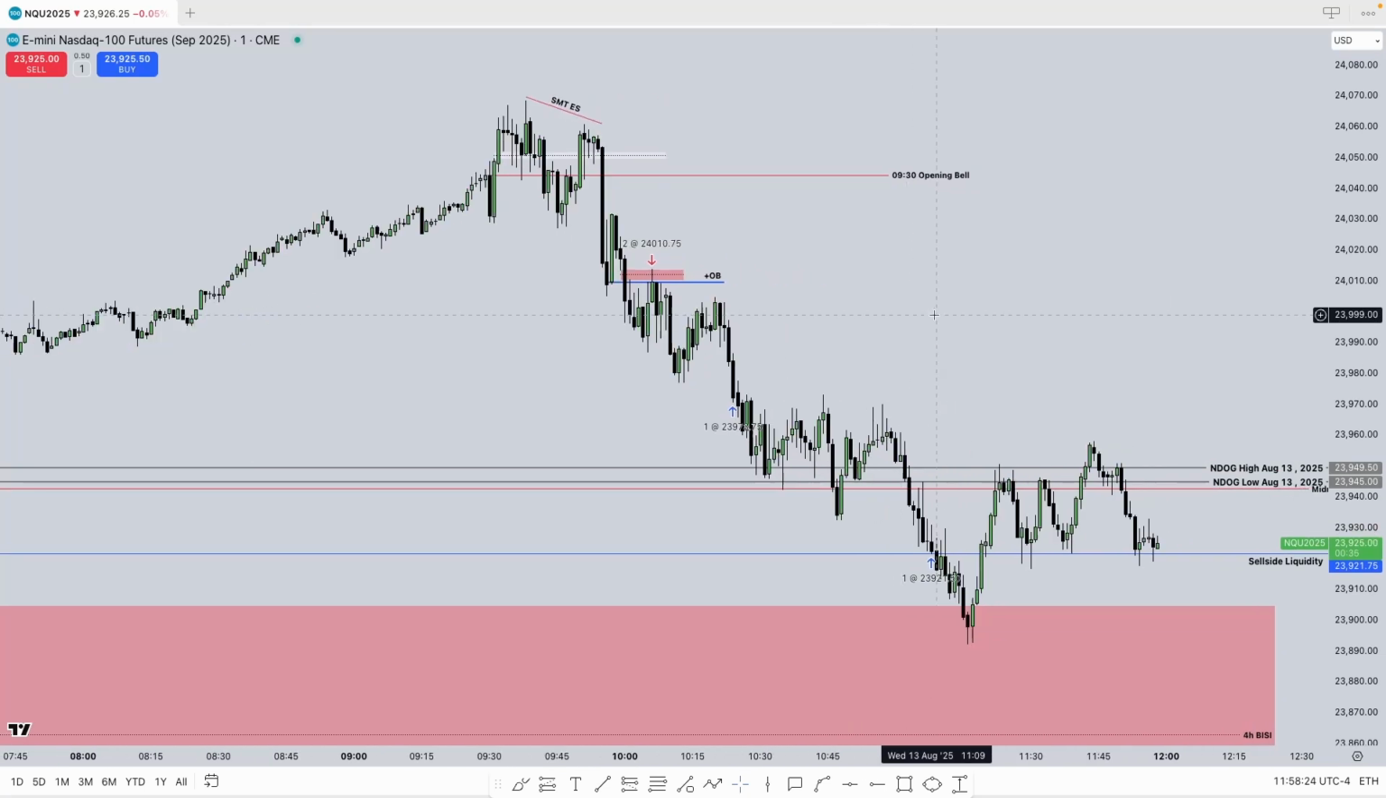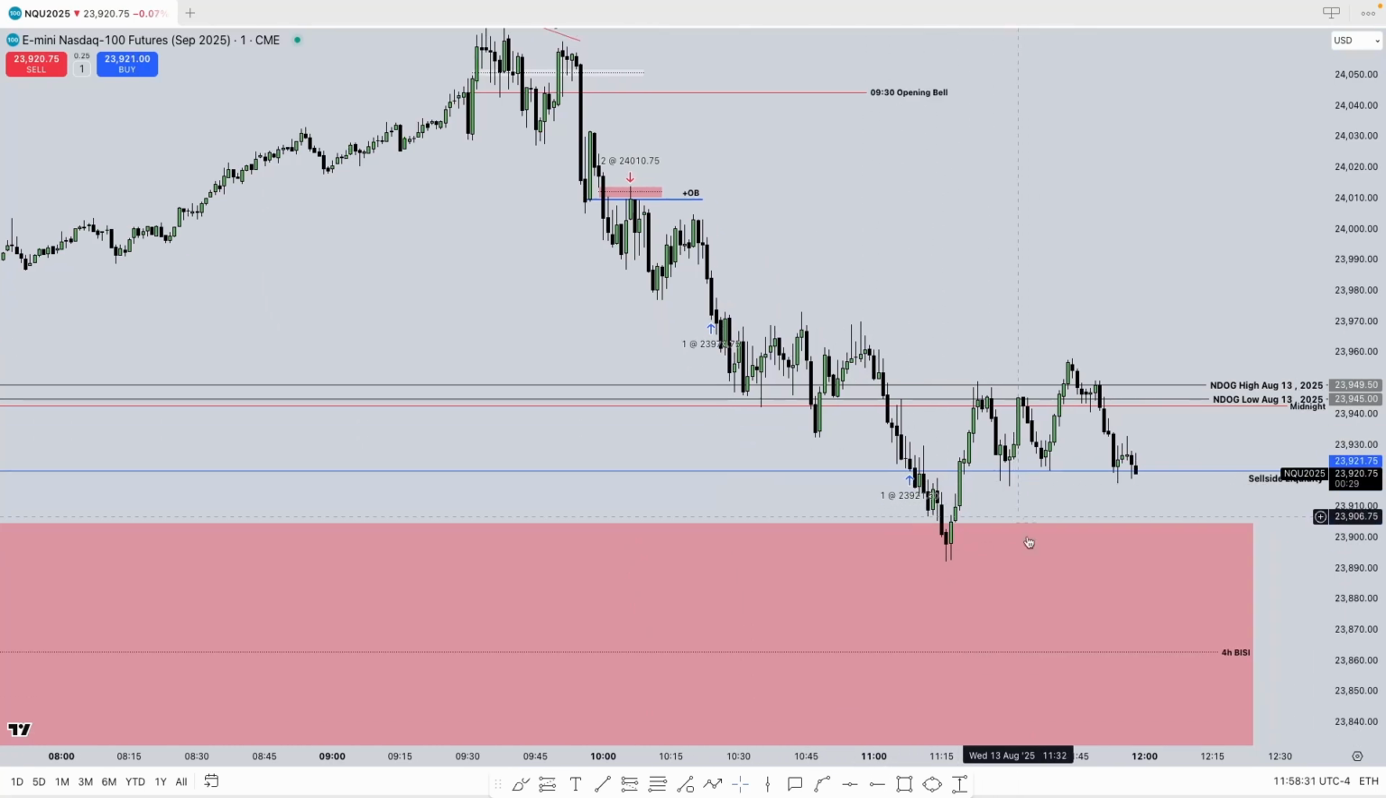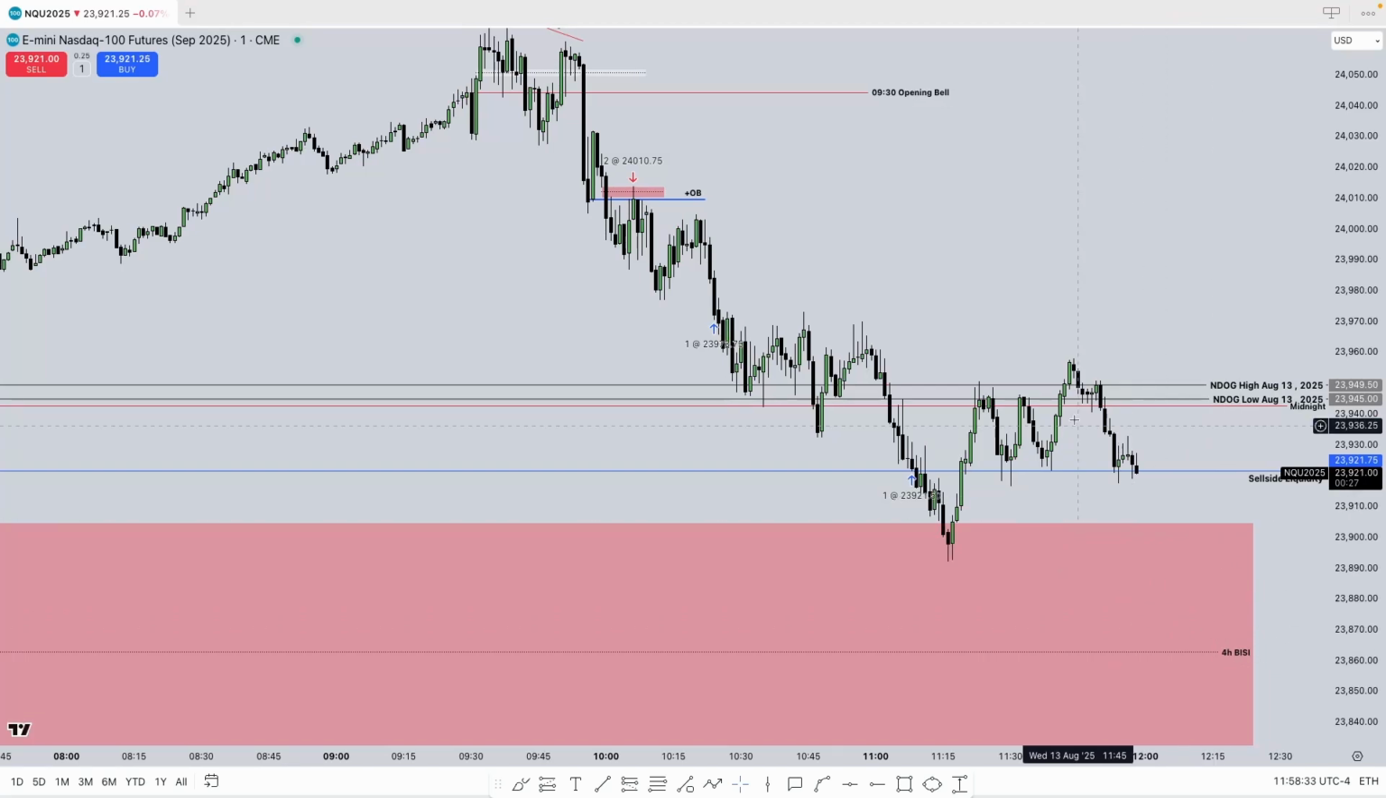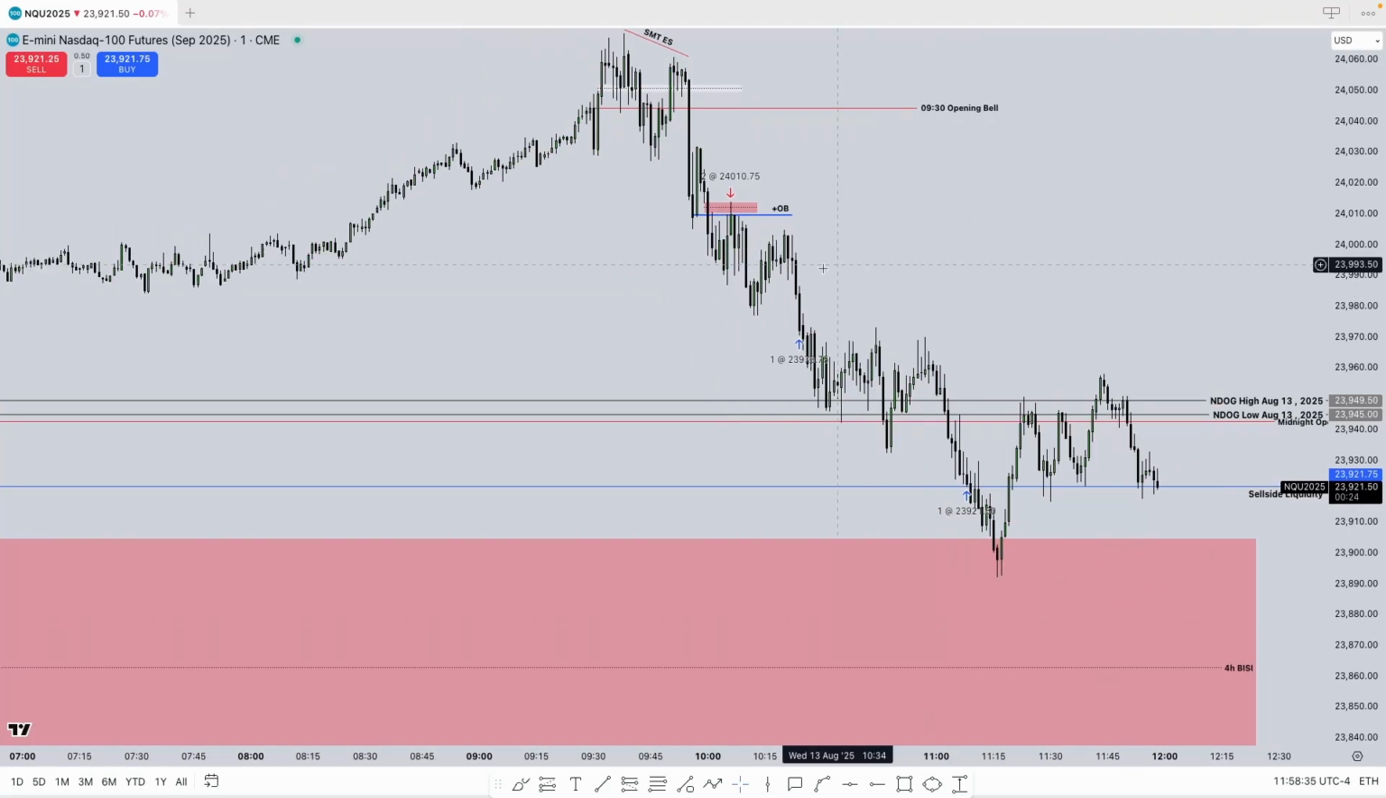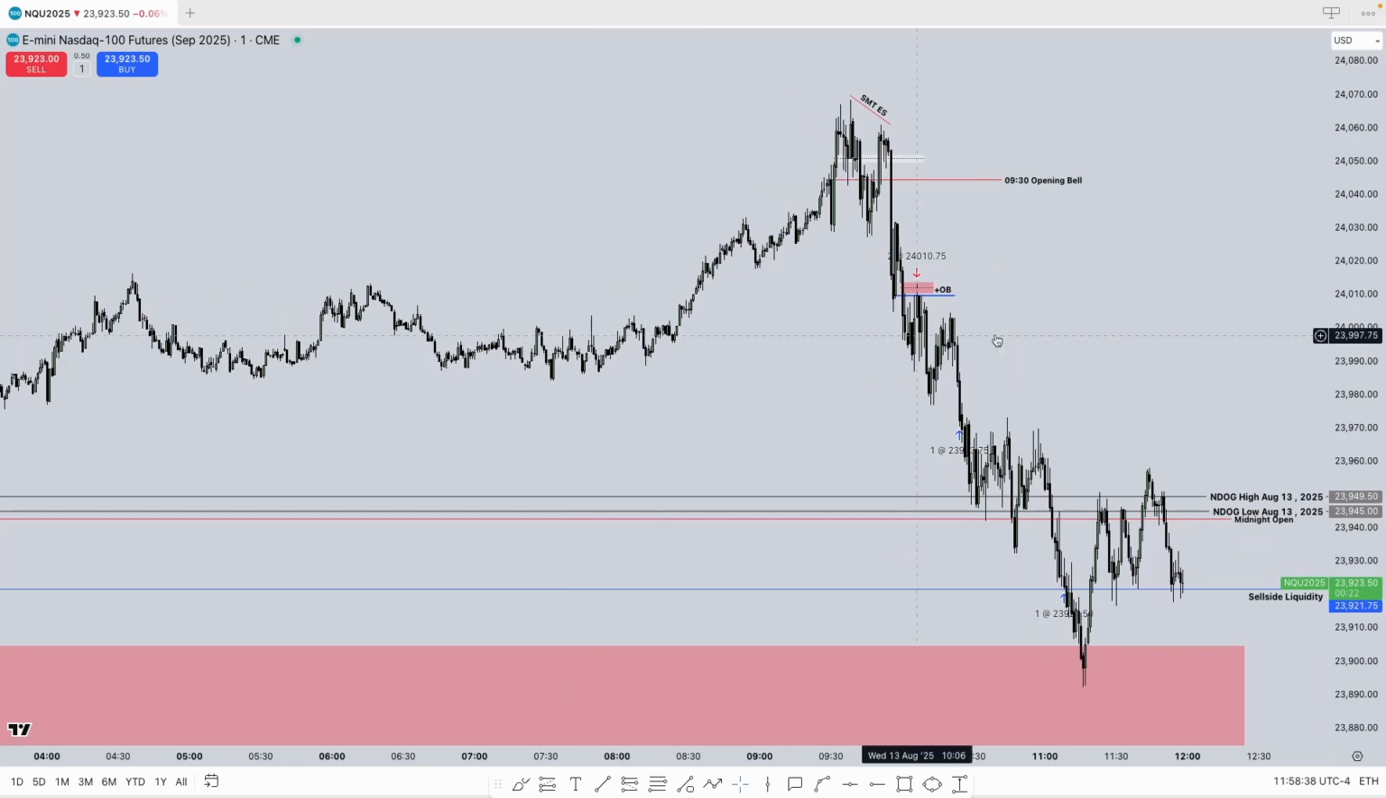Today I'm going to explain how we took this trade from here, took a partial here, and our final target being there, and also reaching this 4-hour BC that was left open. Now let's get into it.